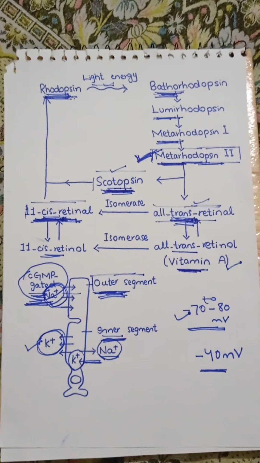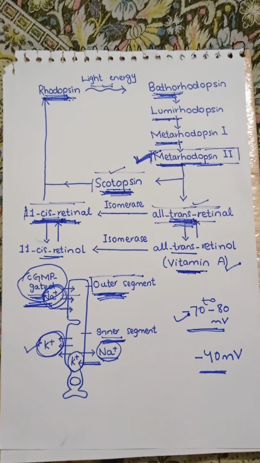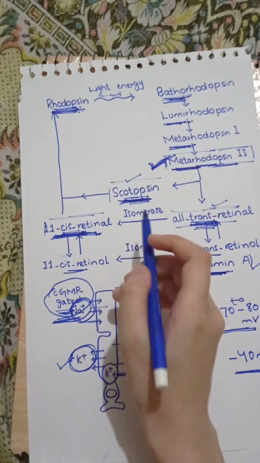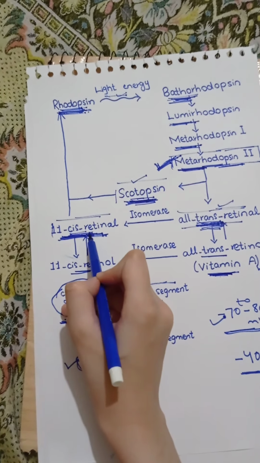So let's start. We know that our retina has photoreceptors, rods and cones. The rods have a photopigment, rhodopsin. The rhodopsin is composed of proteins scotopsin and 11 cis retinal.